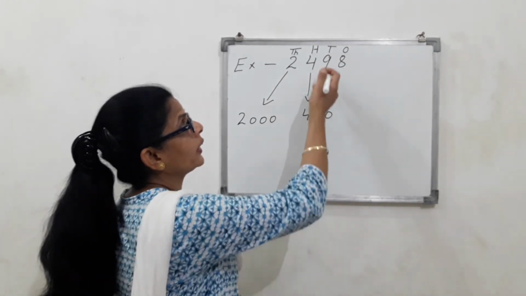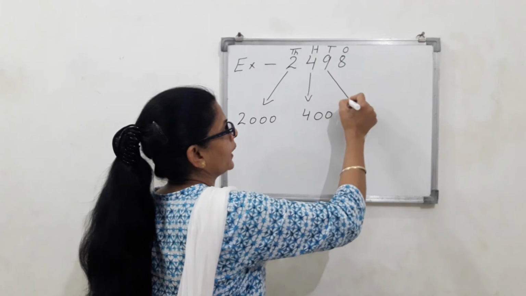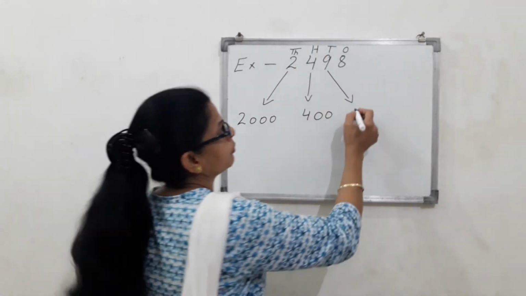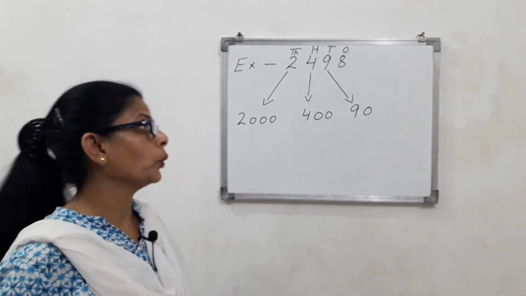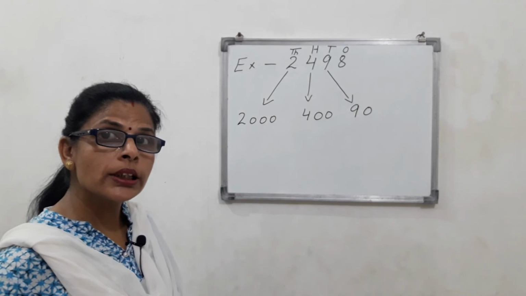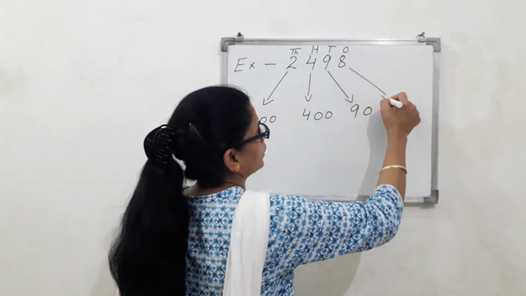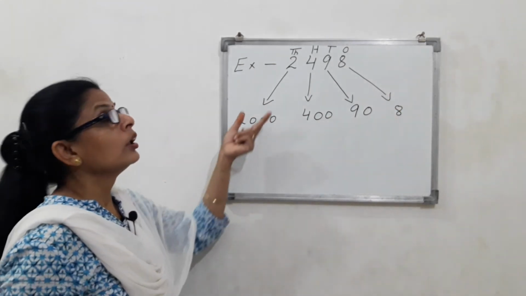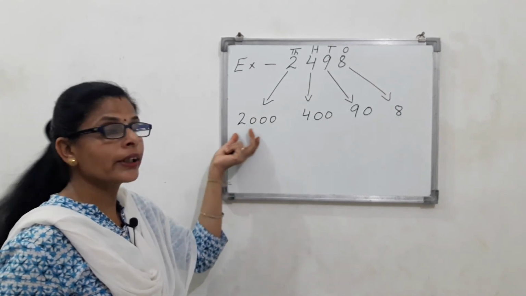Clear? Then 9 is on the tens place. So how will we write 9? 9 times 10 is 90. Then 8 is on which place? The ones place. 8 ones are 8 only. So 2 is written on the 1000 place, and we have expanded this number.